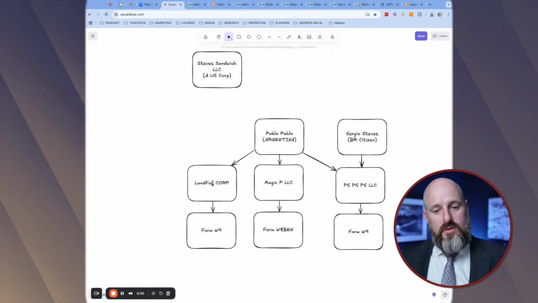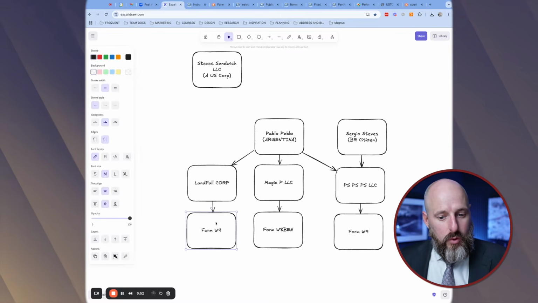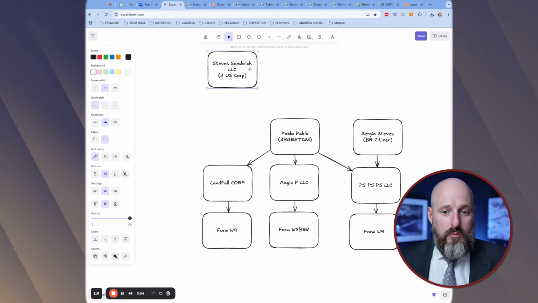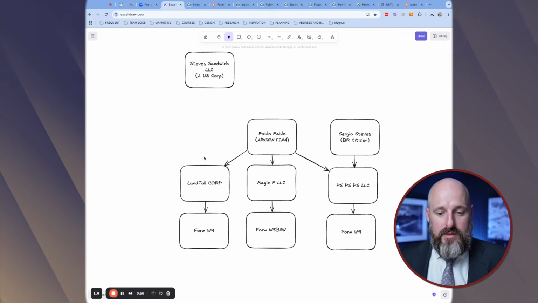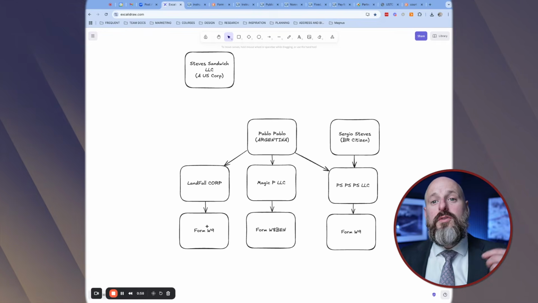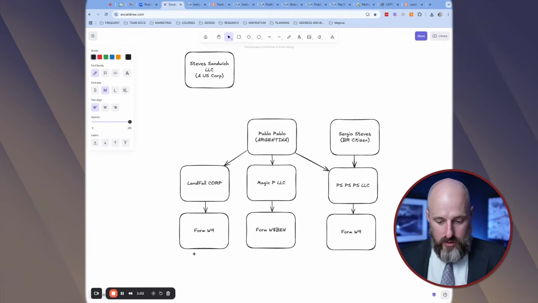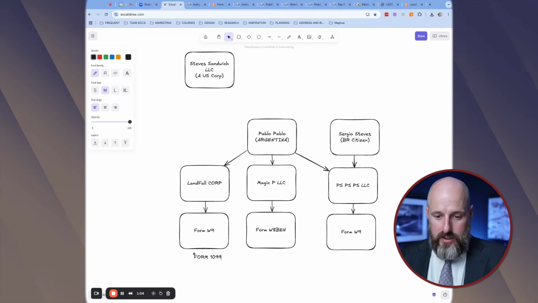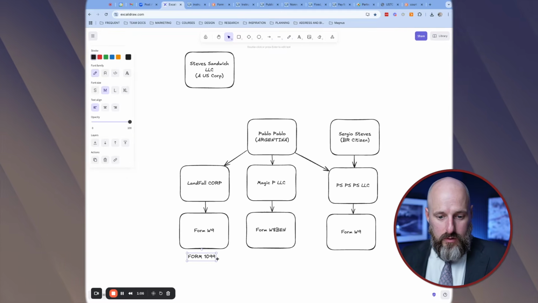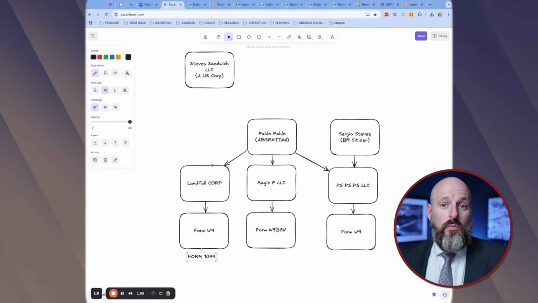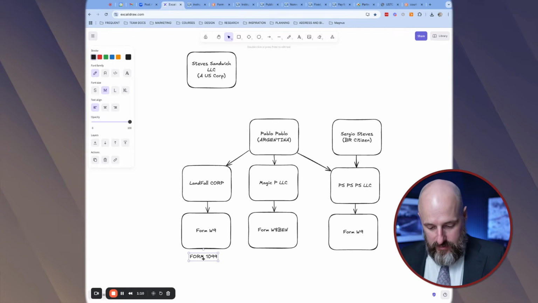So in the first example, Landfall Corp, this is a corporation. So if a U.S. corp over here, a U.S. person, pays another U.S. person more than $600, they need to issue them a 1099. So this would be on here, Form 1099. And that's going to be for the payment to this U.S. corp, right? And then in this example, over here, this is a multi-member LLC.